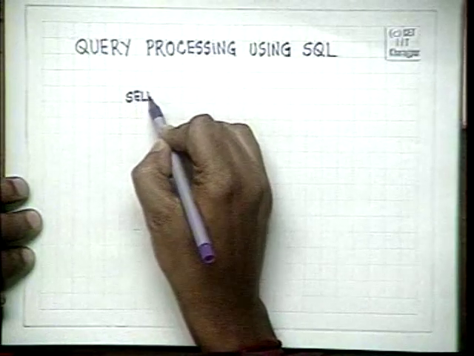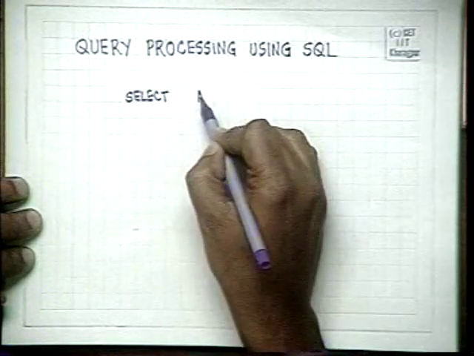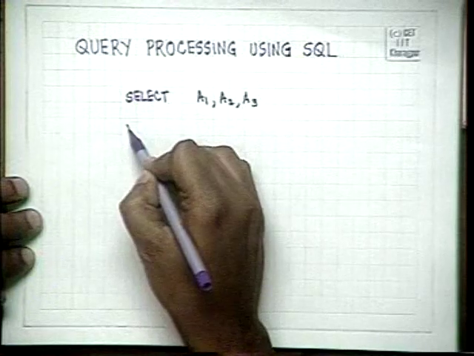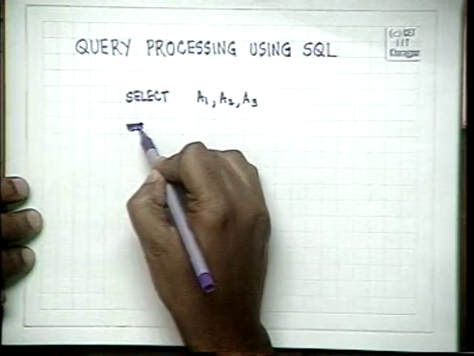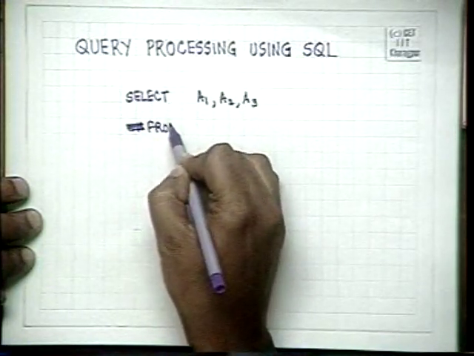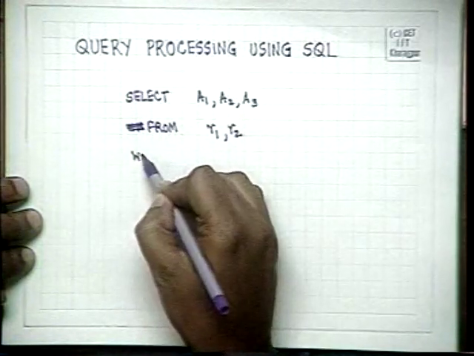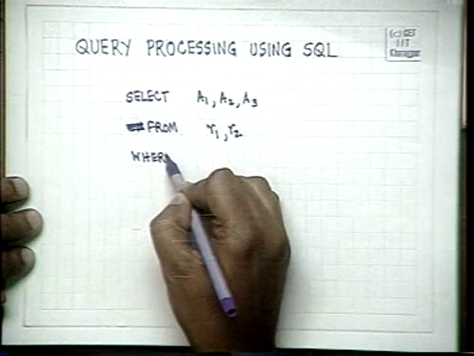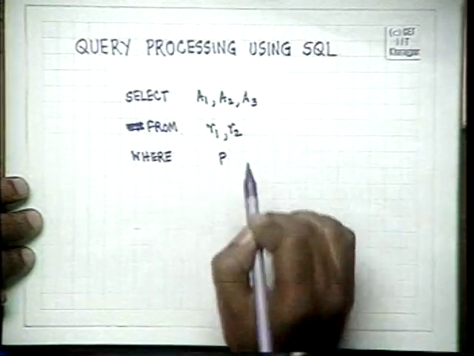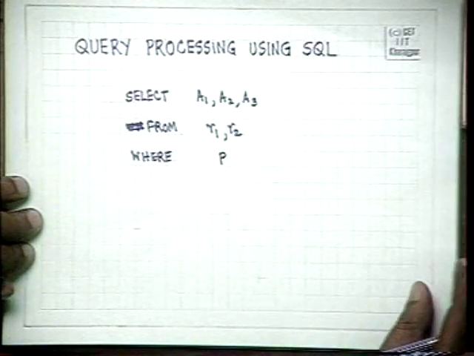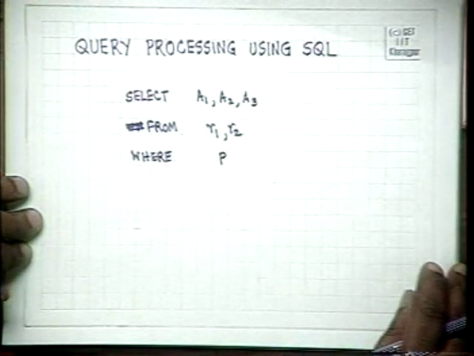select A1, A2, A3 from R1, R2 where a predicate P must be satisfied. This is the format, and we will quickly revise the types of queries that we did till now before going into the other features of SQL.